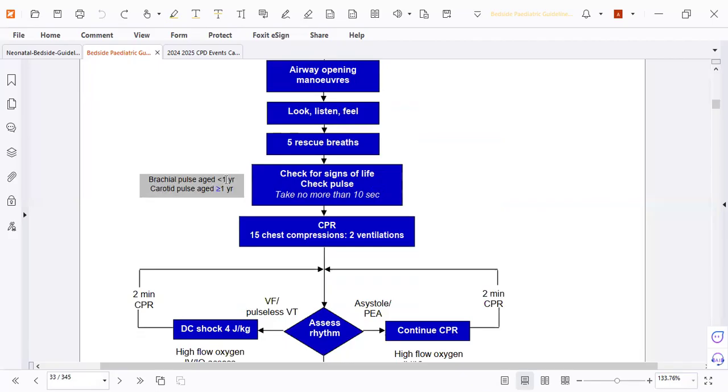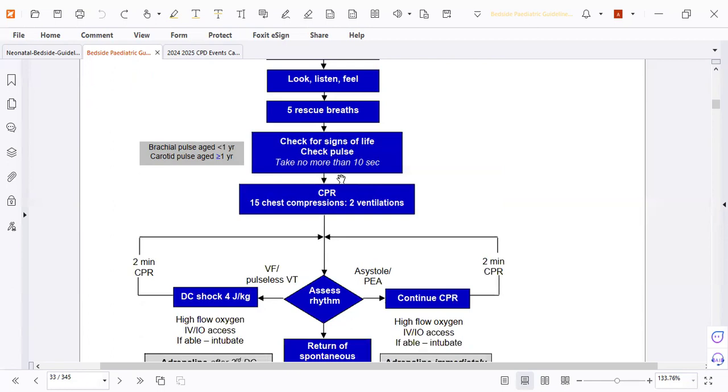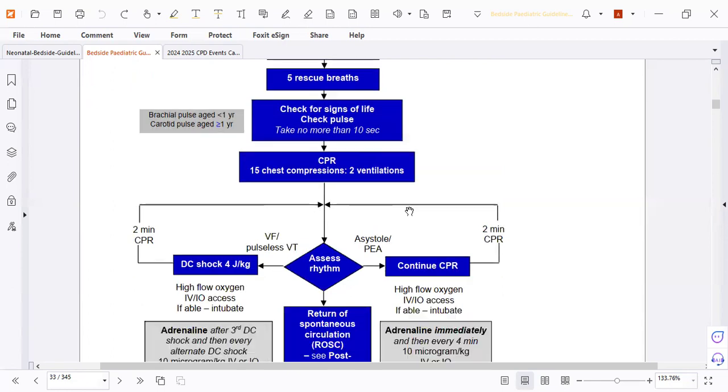For children less than 1 year old, you have to check the pulse in the brachial artery, okay? More than 1 year, you have to palpate the carotid for any pulsation, okay? Then you're going to start CPR, 15 chest compressions for 2 ventilations.